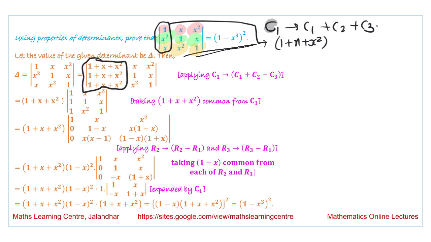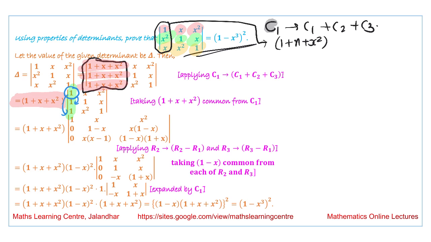Now if we take this term common, 1 plus x plus x square, it is present in all these three rows in this first column. So we are taking this term common over here. So what we are left with is 1, 1 and 1, and all the rest of the terms are the same. Now the next step is, with the help of this one, we are making this one 0 and we are making this one 0.